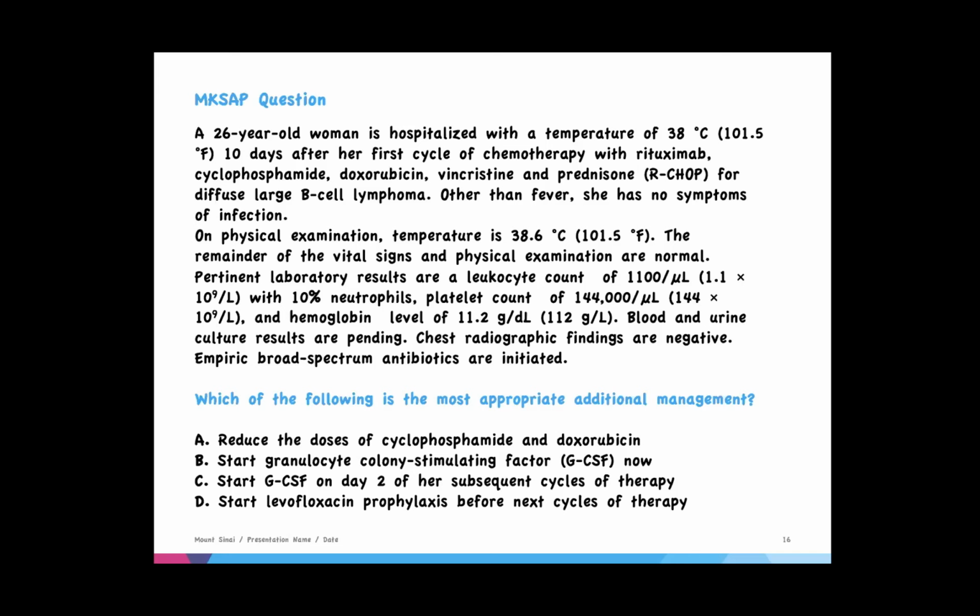So you do a primary prophylaxis. So on day 2 of their chemo, regardless of what they're getting, you give them GCSF. So you are working with your bone marrow so that they don't get neutropenic fever.